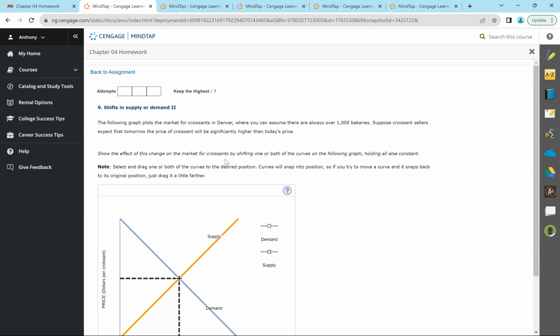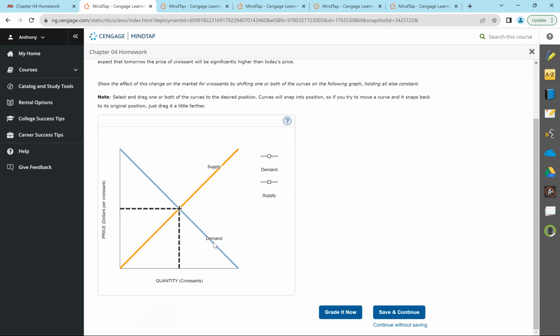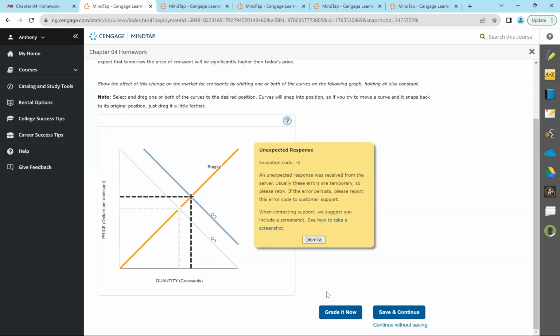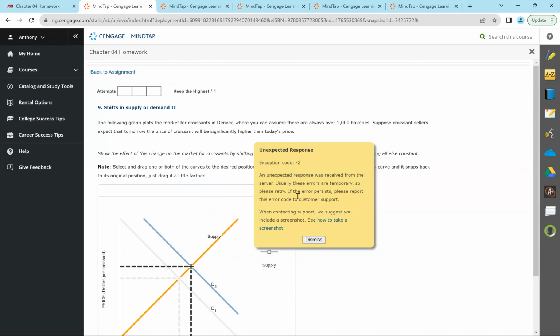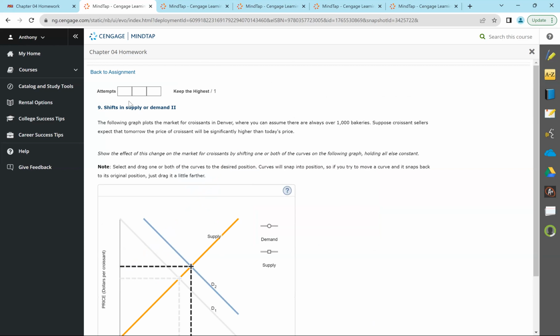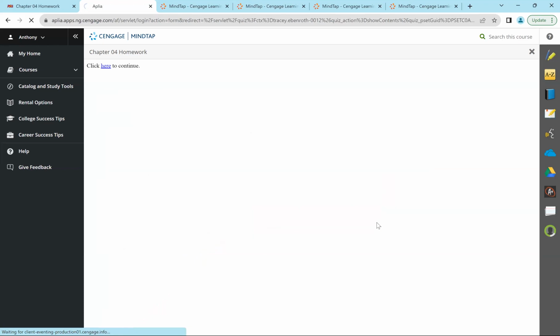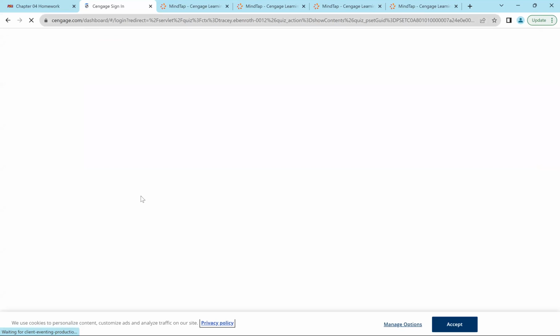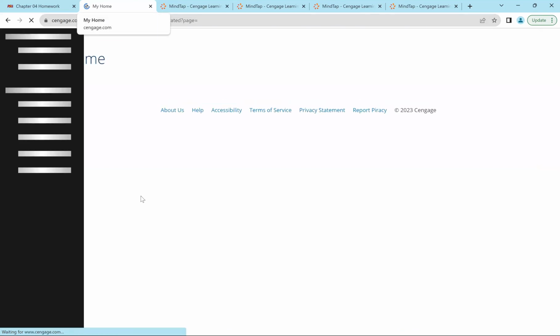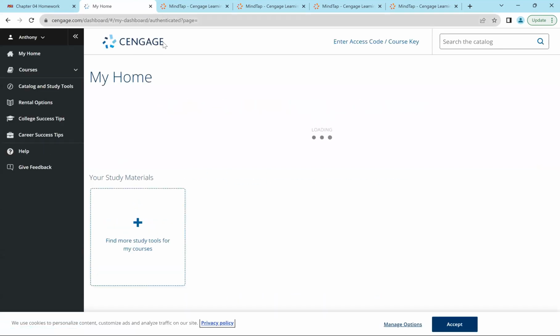Right on the market for croissants. I don't know. Let's just go this way. We'll grade it now. We'll see what happens. Uh-oh, did you jump onto this one? No, I didn't. Oh boy. Okay. So it doesn't like what's going on here. Let me go back to the assignment. I'm not even logged on to Cengage. Oh, that's kind of like what we are talking about. You just got to be super careful here.